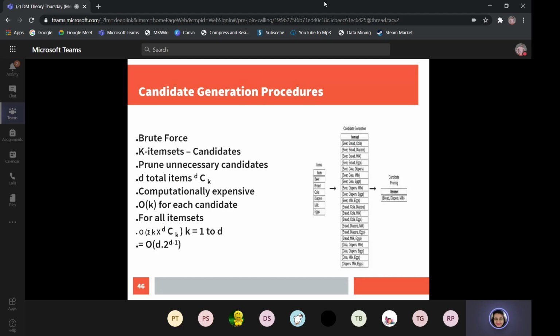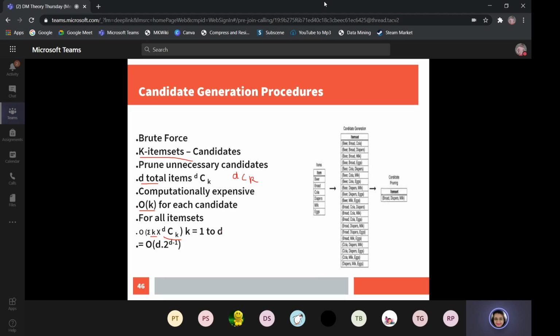Now, various candidate generation procedures. If you are talking about brute force, and you have k-item sets as the candidates and d total items in the inventory, then dCk is how you are going to pick up the candidates. It becomes a computationally expensive task because, for all item sets, there will be order k time to find each candidate, multiplied by dCk possibilities.